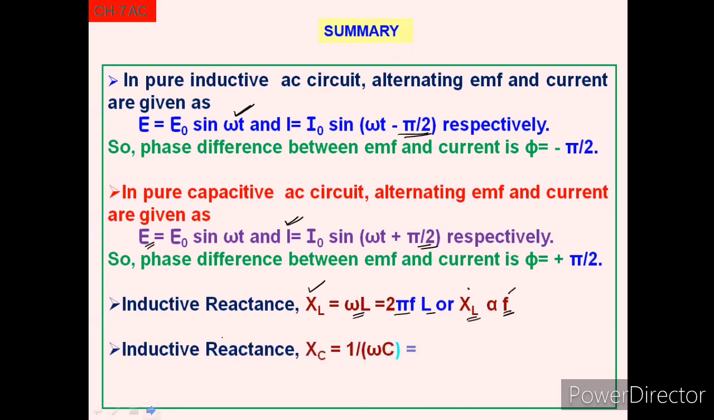But in the case of a capacitive circuit, we found that Xc is equal to 1 by omega C, or that is equal to 1 by 2 pi fC, where f is the frequency of the AC. So capacitive reactance is found to be inversely proportional to frequency. So this completes today's lecture.